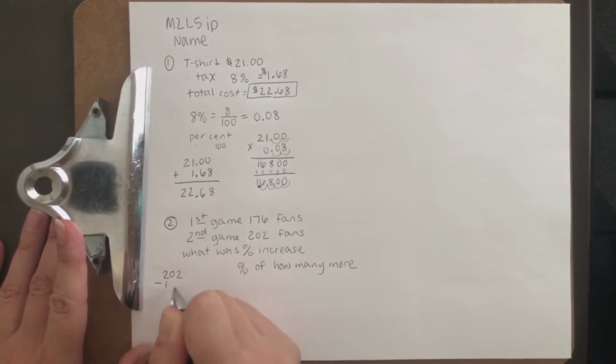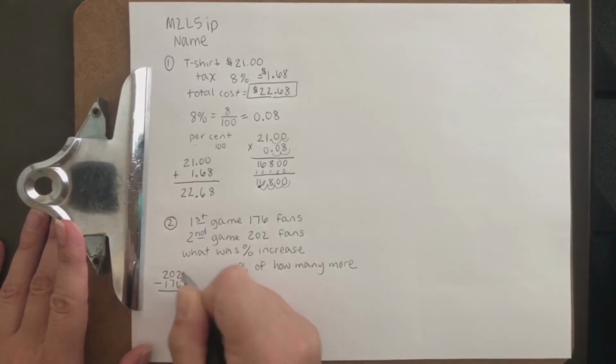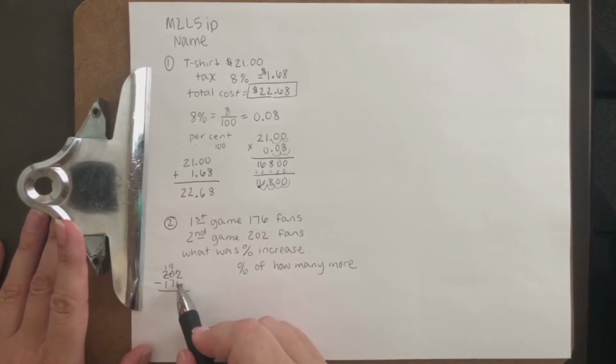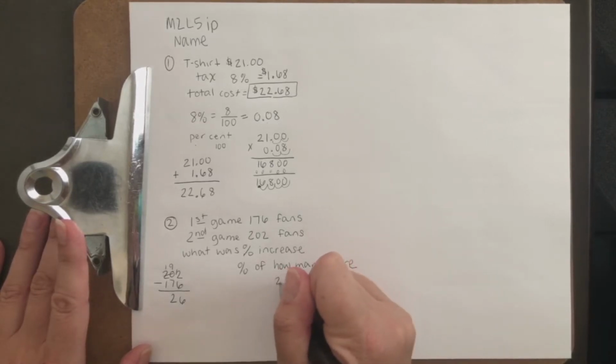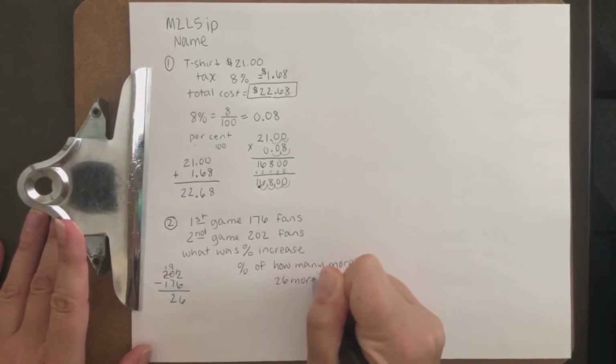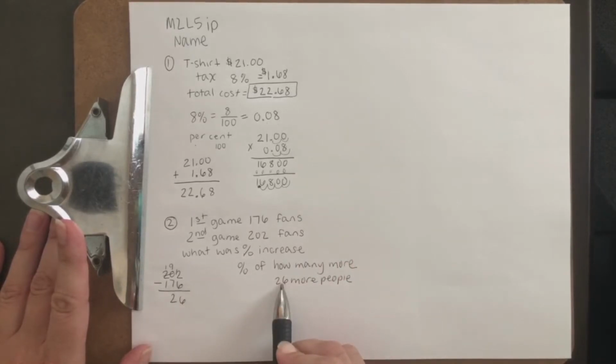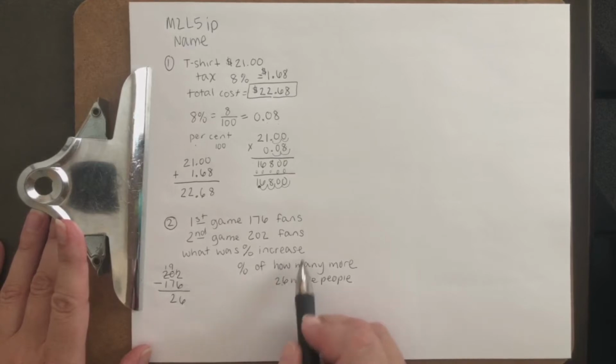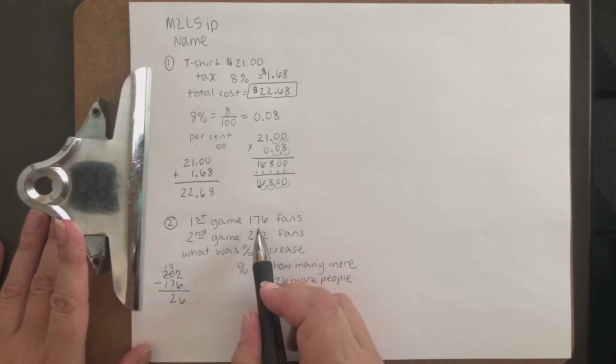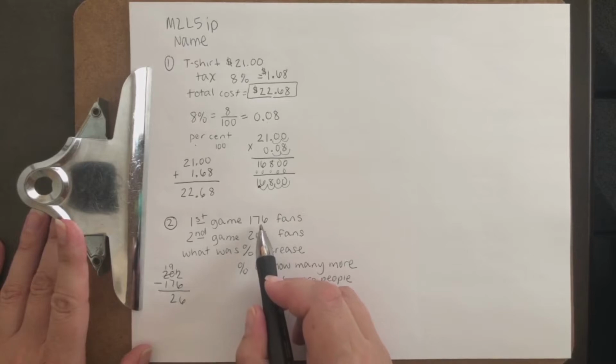202 minus 176. I'm going to need to borrow. That'll be 19. This is 12. 12 minus 6 is 6. 19 minus 17, or 9 minus 7 is 2. And 1 minus 1 is 0. So 26. So 26 more people. So now we need to make that a percent. And it's a percent increase from the first game. How many more, what was the percent over the first game?